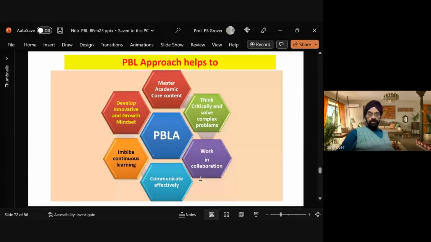Then project-based learning helps to do many things: master academic core content, think critically and solve complex problems, work in collaboration, communication, imbibe continuous learning, develop an innovative and growth mindset. So PBL is a very powerful approach for teaching students a variety of skills. And if you are using the NBA program outcomes, then the mapping of a PBL course will be maximum to the program outcomes.